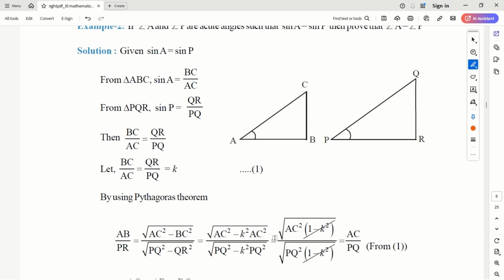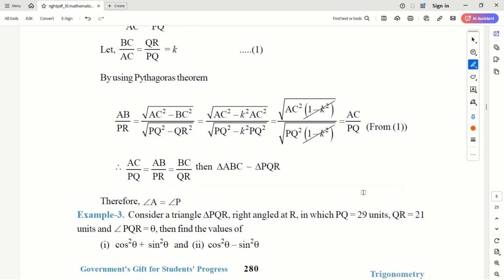If I substitute these values, what I will get is AC by PQ, AB by PR equal to AB by PR equal to AC by PQ. Which means if you consider these two triangles, the ratios of corresponding sides are the same. AB by PR is equal to BC by QR, and AC by PQ. If all corresponding sides of two triangles are in the same ratio, we can call them similar triangles, right?